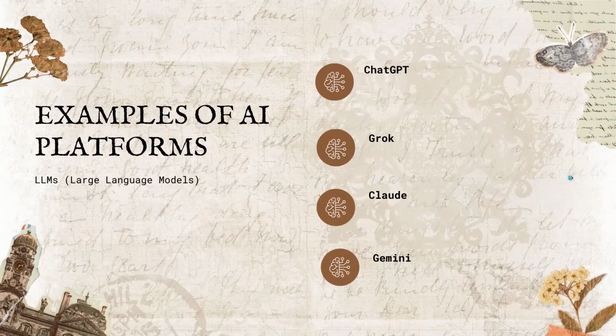Just so that we are clear what we are talking about, examples of AI platforms that students use to do their assignments are ChatGPT, Grok, Claude, or Gemini. There are others as well, but these are the most common ones. These are mostly large language models, which means that they are text-based, and you are not allowed to use them at any stage during your assignment writing.